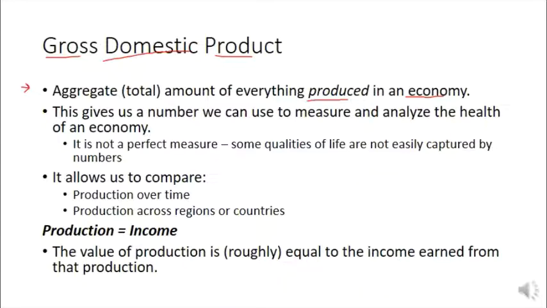This is a very basic tool, a very basic definition, and it allows us to analyze economic health. So loosely speaking, more production means more income, means better outcomes for all of us. This allows us to compare production across time in the same country. So is US production going up or down? And it also allows us to compare across areas. So what does US production look like compared to, say, Chinese production?